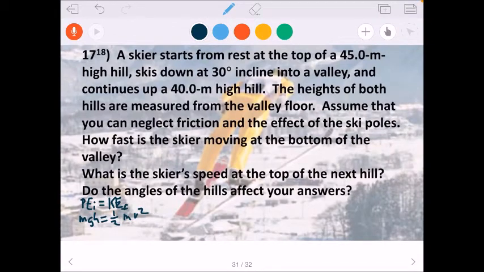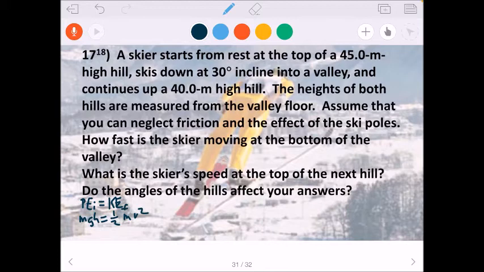A skier starts from rest at the top of a 45-meter high hill, skis down a 30-degree incline into a valley, and continues up 40 meters on the next hill. The heights of both hills are measured from the valley floor, and assume that you can neglect any friction and effects of the ski poles. How fast is the skier moving at the bottom of the valley?